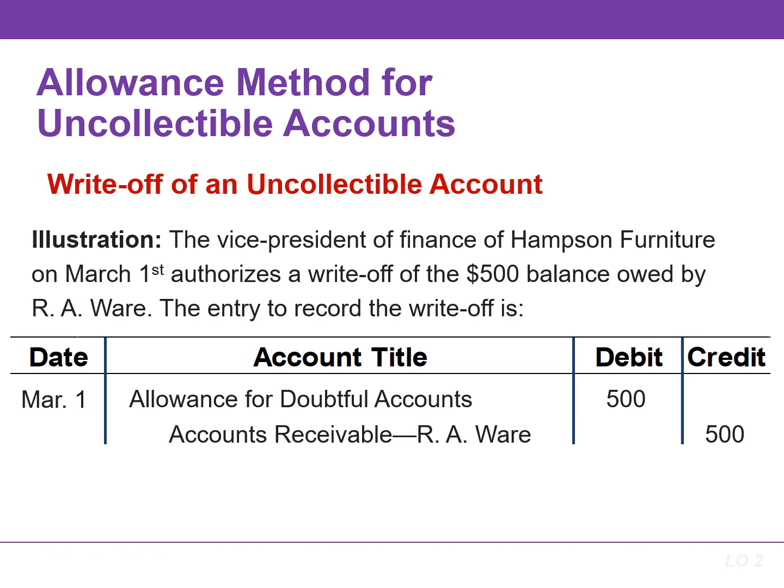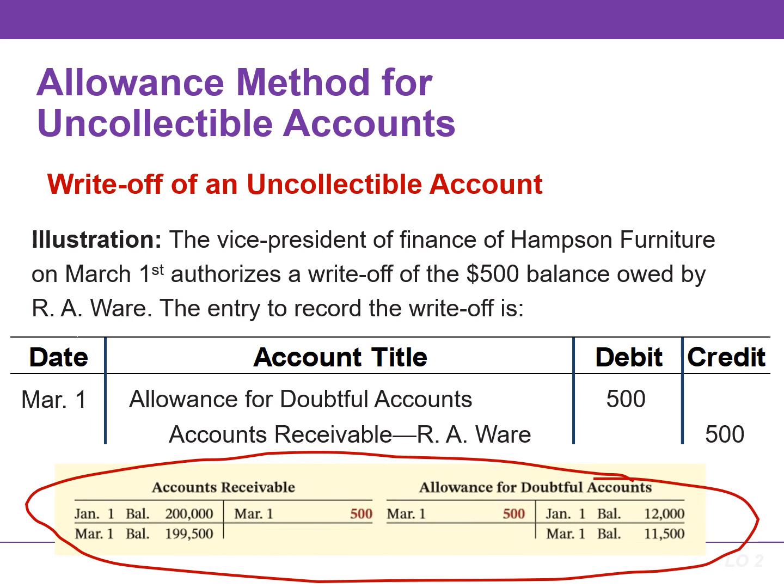The company does not increase bad debt expense when the write-off occurs, because the company has already recognized the expense when it made the adjusting entry for estimating bad debts. The entry to record the write-off of an uncollectible account reduces both accounts receivable and allowance for doubtful accounts. A write-off affects only balance sheet accounts. Net realizable value remains the same before and after the write-off.